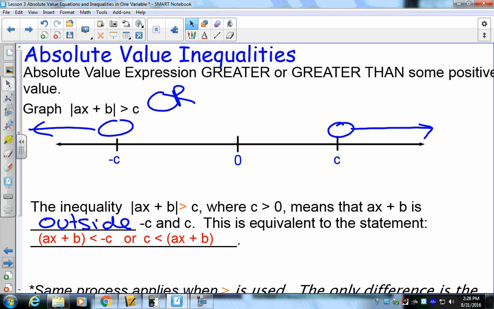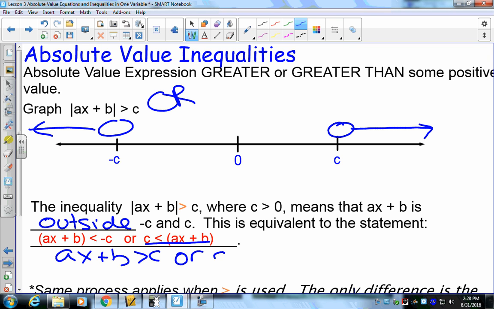All right, another way to write it so it's looking all the same. We have the ax plus b is greater than c. That's what this one right here is saying. Or we have the ax plus b flip and negate.